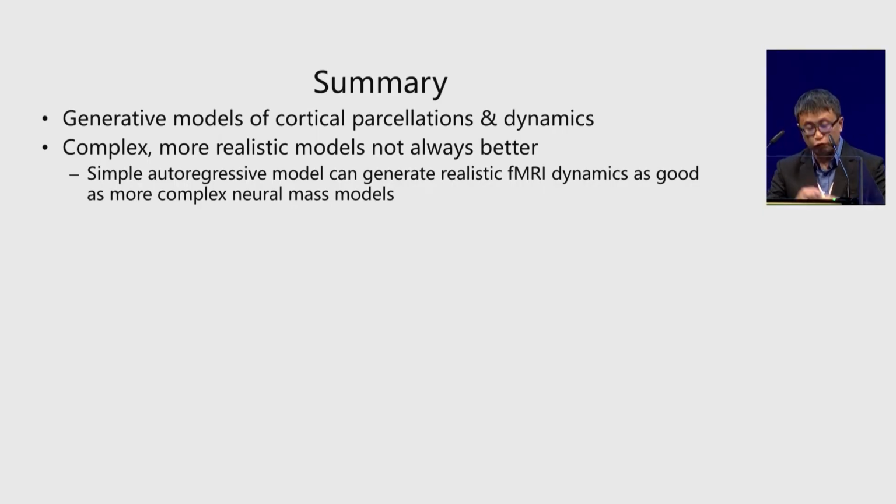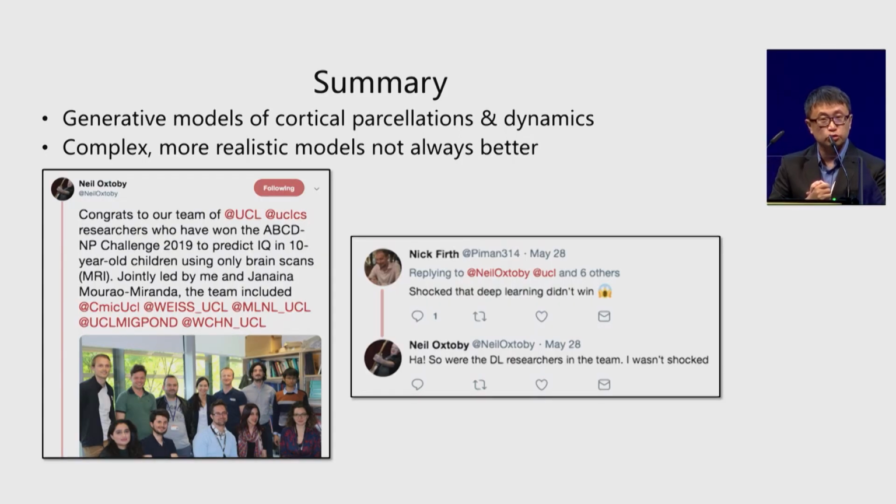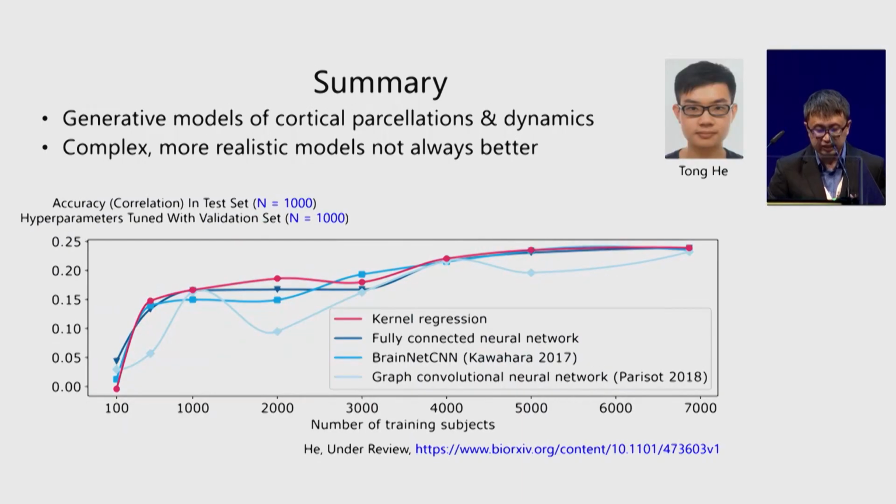And before I end, this lesson applies to a lot of things. As you all know, there's a lot of interest in deep learning now. But we can see, for example, in the recent ABCD IQ challenge, where the goal is to predict IQ from structural MRI data, kernel regression was actually better than deep learning. In our own work, using the UK Biobank, with up to 10,000 to 20,000 subjects, we showed that if the goal is to predict behavior using static functional connectivity, then kernel regression can perform as well as various deep learning algorithms.